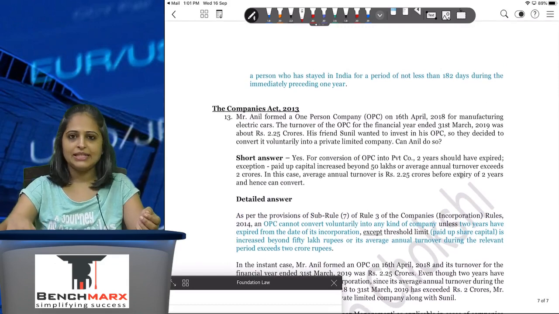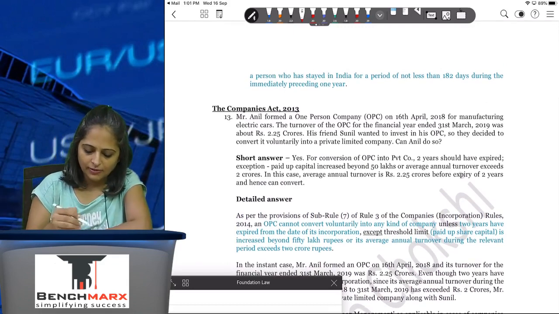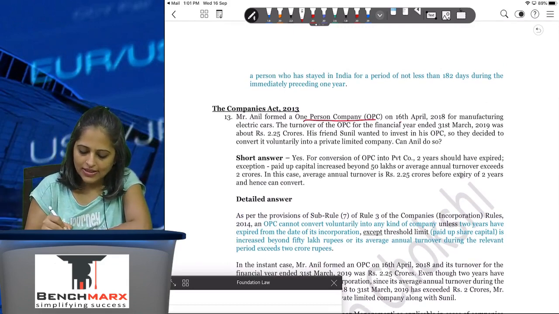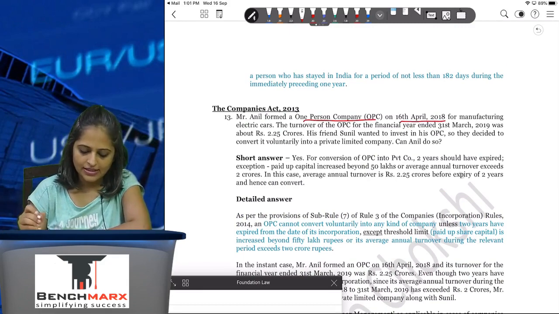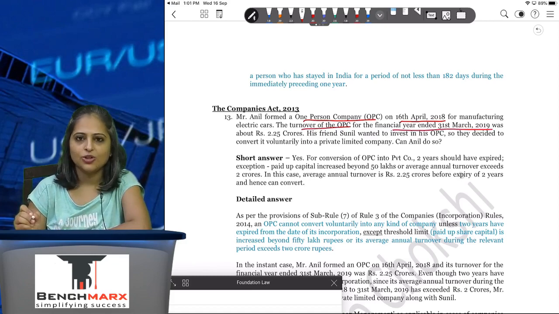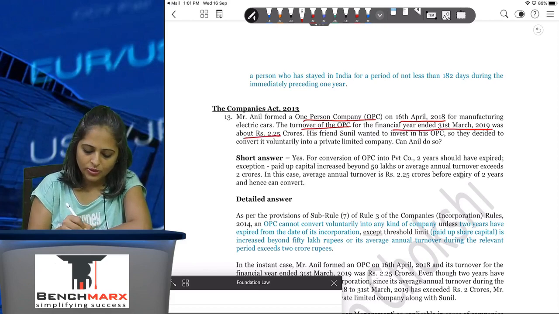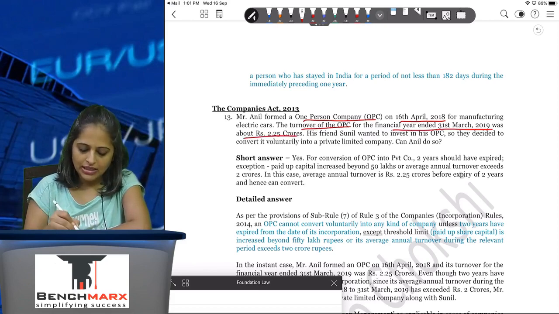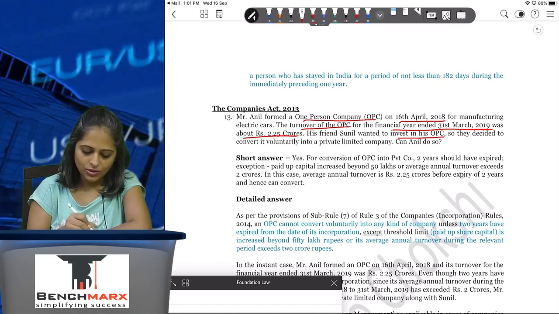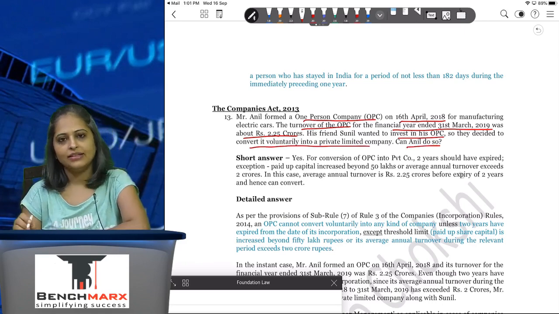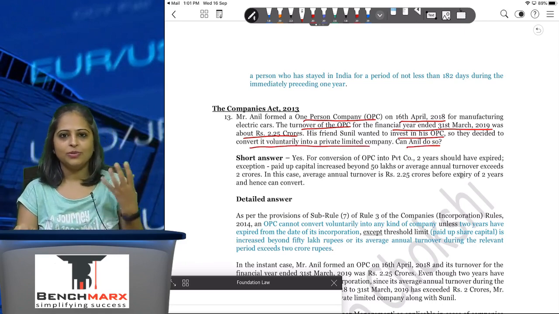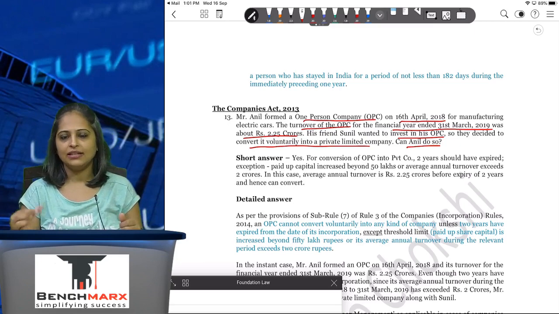Now coming to Companies Act. Mr. Anil formed an OPC on 16th of April 2018 for the manufacturing of electric cars. The turnover of the OPC for the financial year ended 31st March 2019 was about rupees 2.25 crores. His friend Sunil wanted to invest in his OPC, so they decided to convert it voluntarily into a private limited company. Can Anil do so? What does the provision of the Companies Act say regarding OPC?